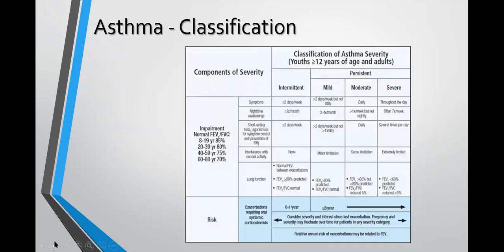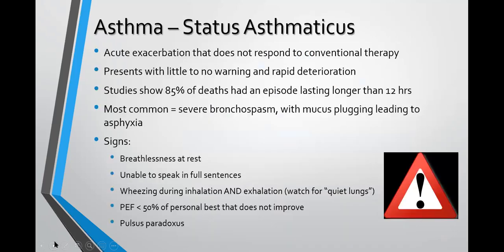Classifications of asthma, you can go back and look at these just to know, but there's intermittent, mild, moderate, and severe asthma. This gives you some symptoms that you may see to be able to tell whether you or your child's asthma is either just every now and then, mild, moderate, or severe. But this classification is not on the test.